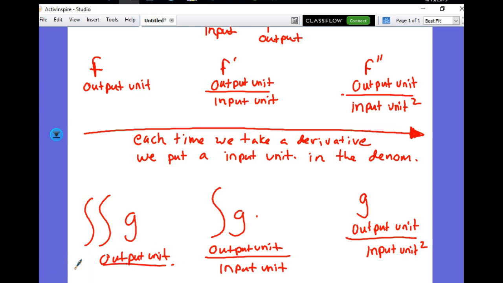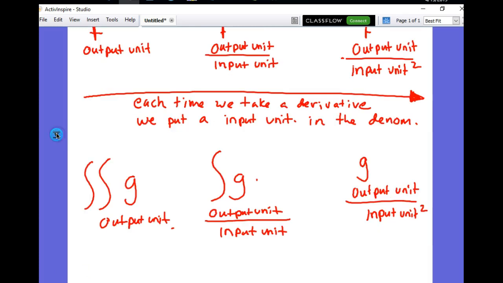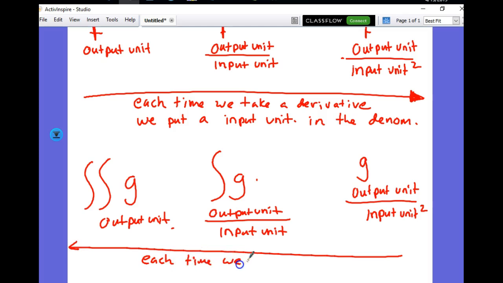In that case, you just end up with an output unit only. Okay. So the point here is that as you work your way this way, each time we integrate, we take out an input unit. Yep, we remove an input unit from the denominator.